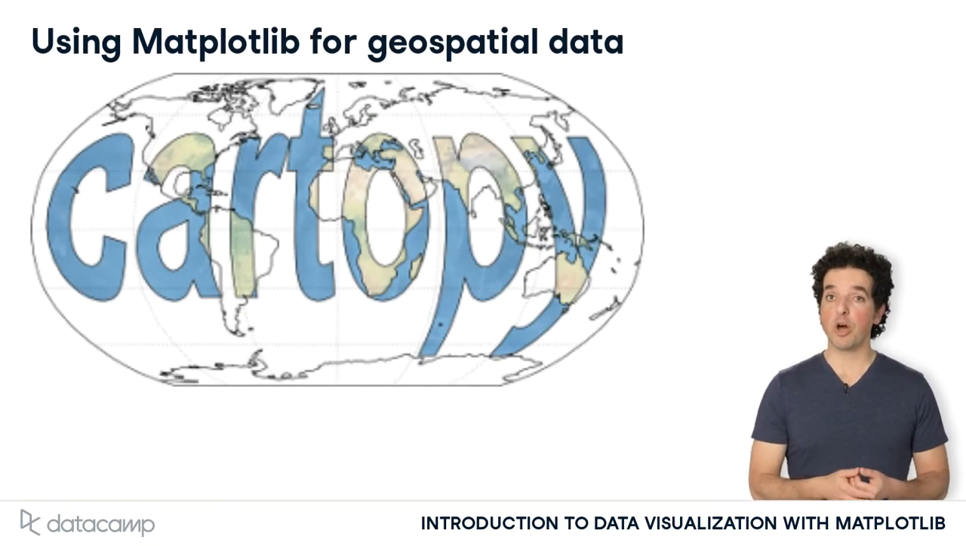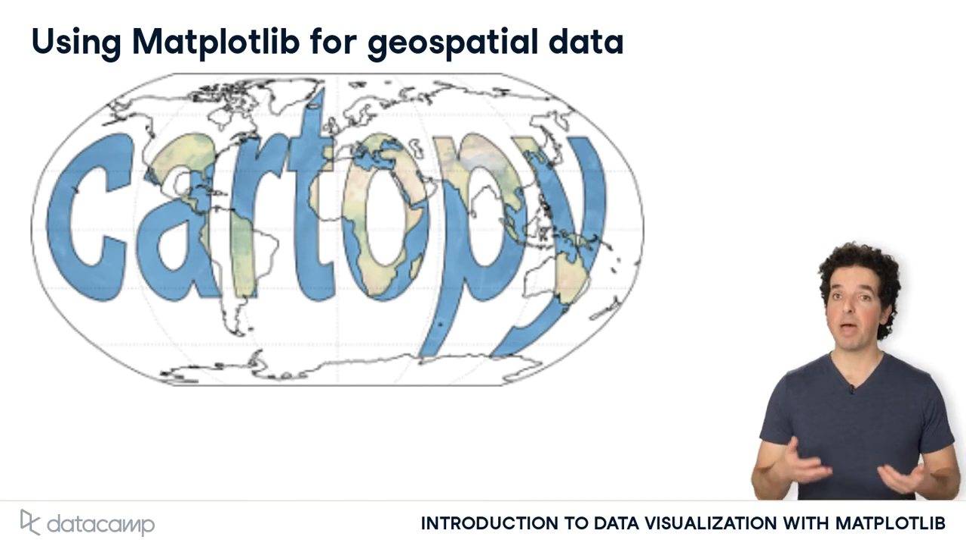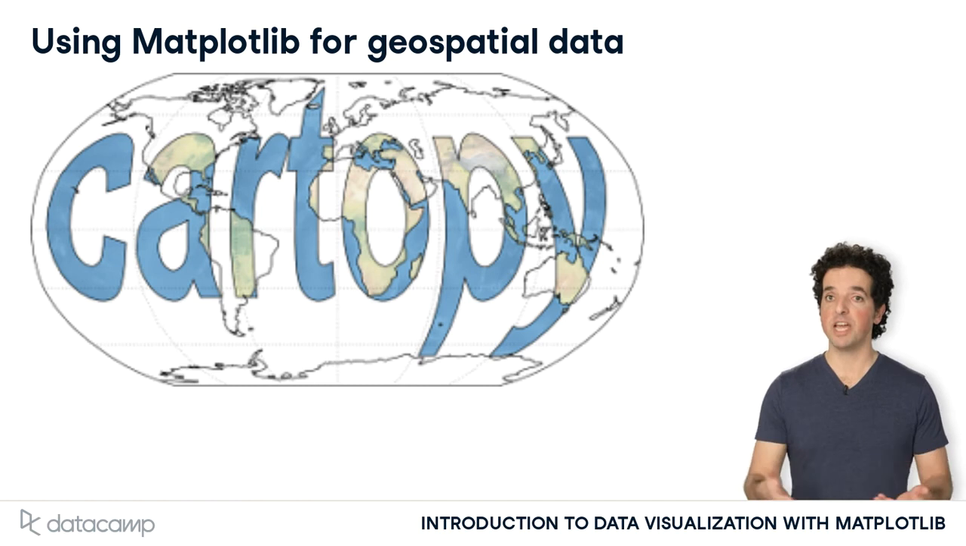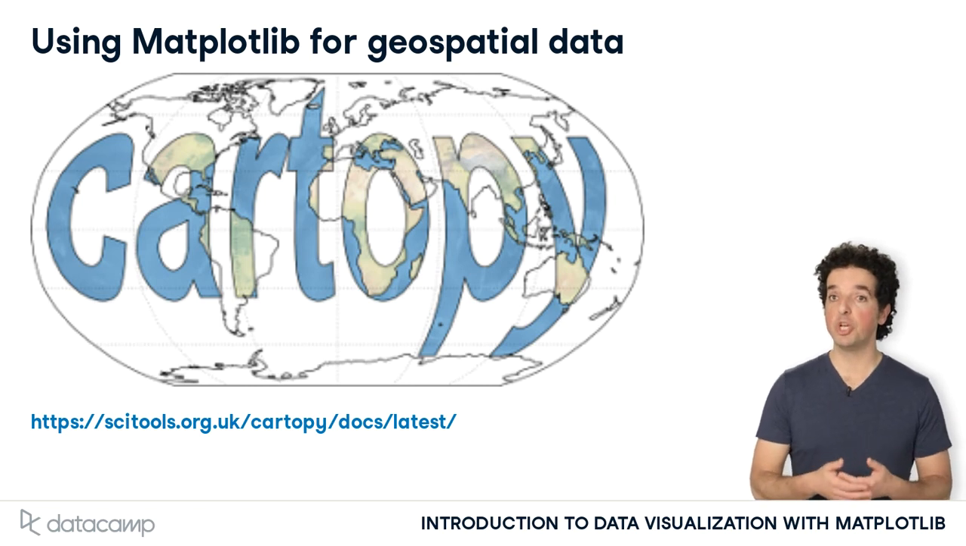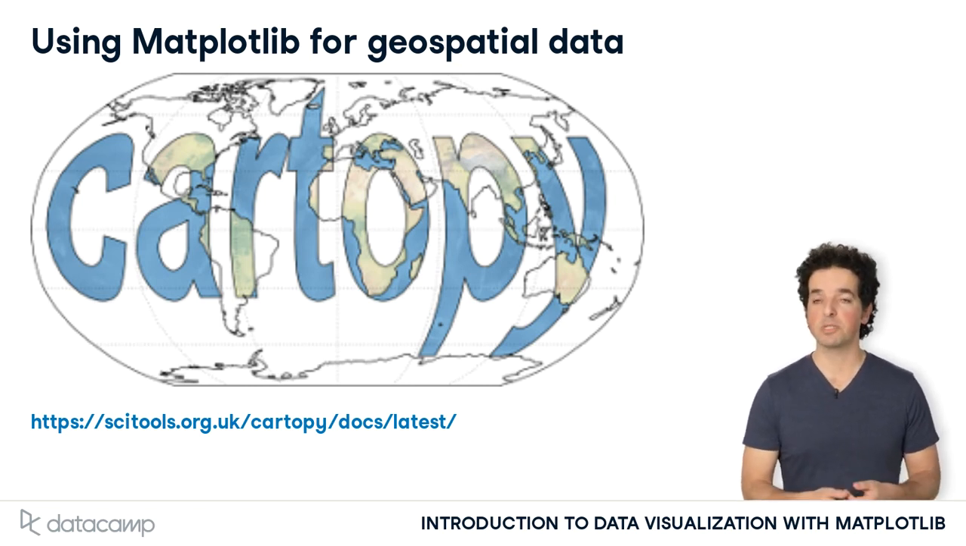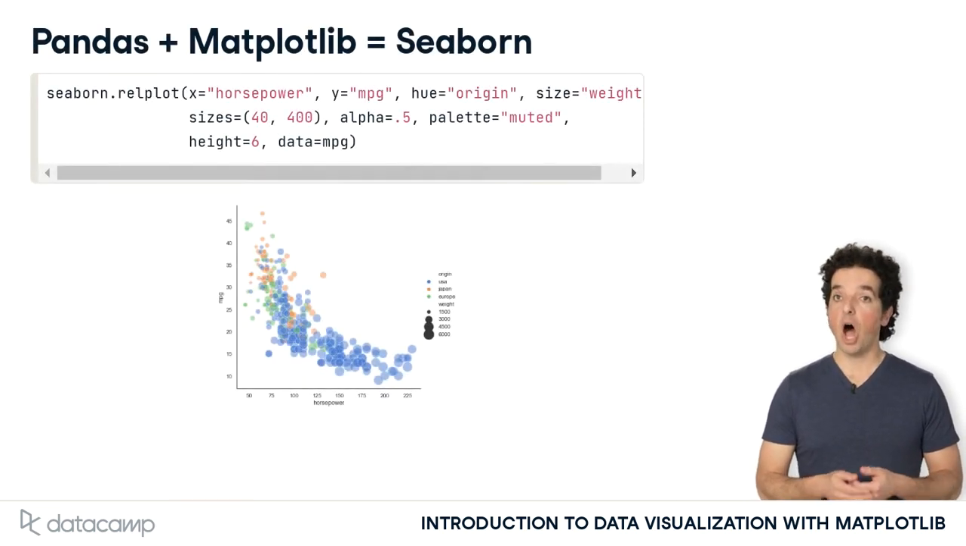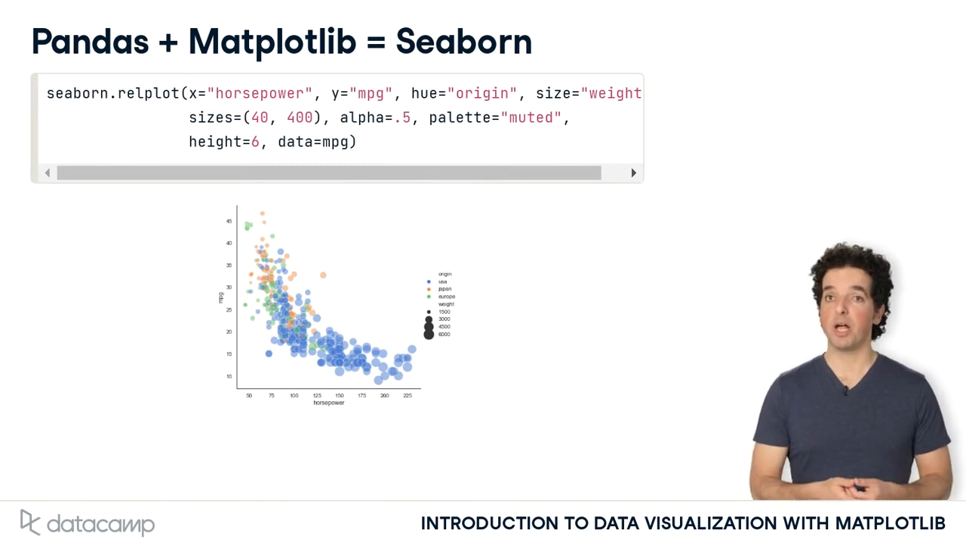There are multiple software packages that extend Matplotlib's capability to a variety of different kinds of data. For example, CartoPy extends Matplotlib to be used with geospatial data, such as maps. Another library that extends Matplotlib is Seaborn. This library creates very sophisticated statistical visualizations from pandas data structures, such as data frames.